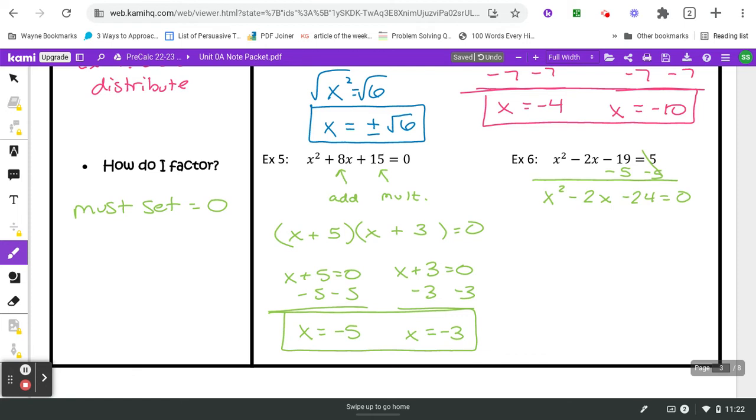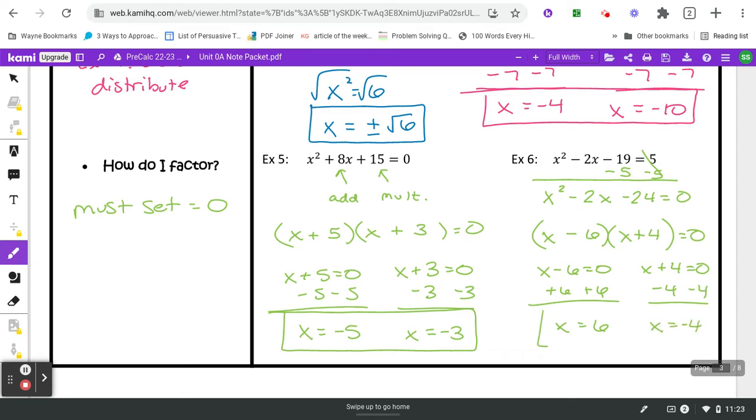Now that we've set it equal to 0, we'll actually factor, looking for a pair of numbers that multiplies to negative 24, adds to negative 2. That's going to be 6 and 4. The 6 will have to be a negative. And then you can set each of those equal to 0 and solve. Here we go.